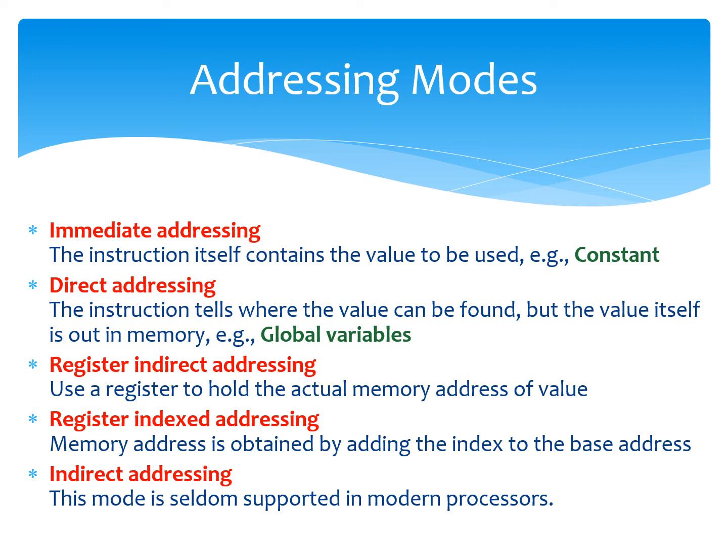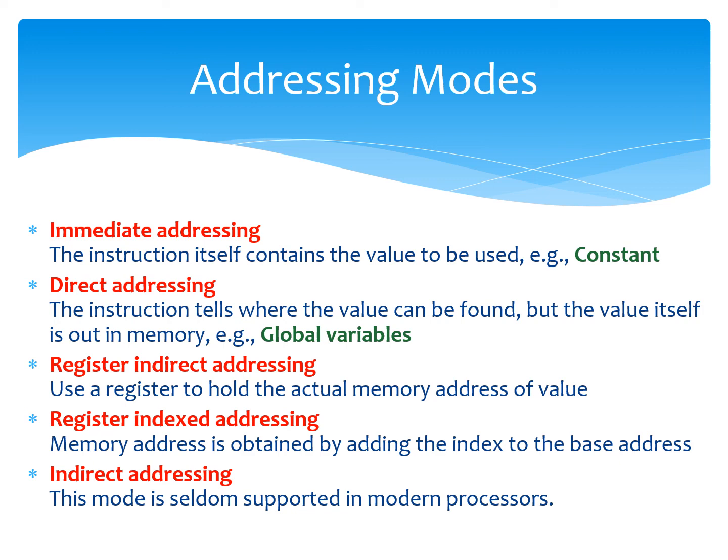In order to access data in memory, there are 5 different addressing modes. First, immediate addressing, which allows a reference to a constant that is known at assembly time. Second, direct addressing, which is used to access data items whose address is known at assembly time. Third, register indirect addressing, which is used when the address of the operand is not known until runtime.